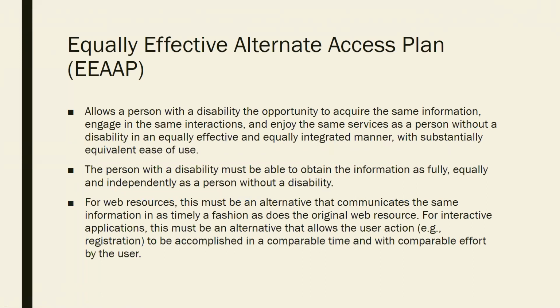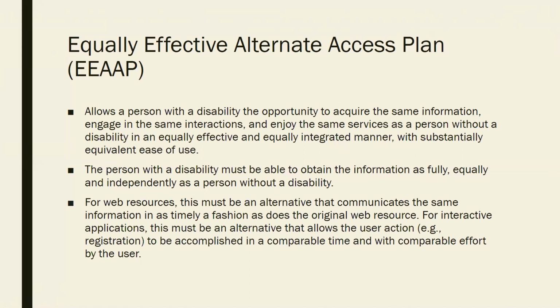So equally effective alternate access plan is a good segue into the second major topic that we covered last week. When online materials, digital materials, web-based materials can't comply with WCAG 2.0 AA standards, that may be due to the nature of the content or the constraints of the technology, then a request for an exception must be made by completing and submitting an accessibility exception request and equivalent access plan.